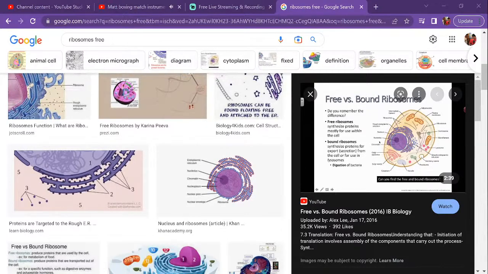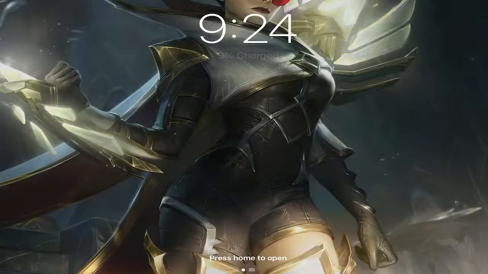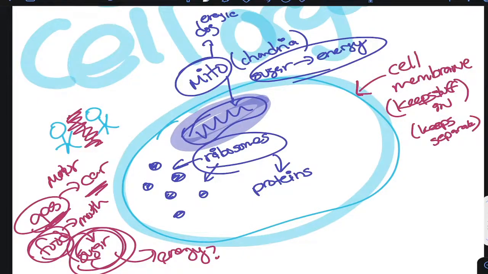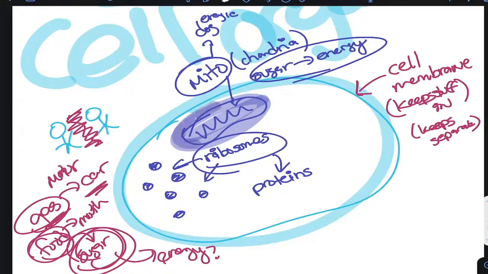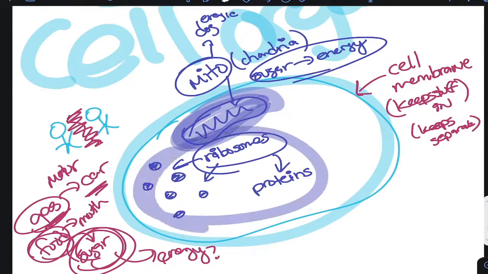Let's go back to our iPad. All right, so ribosomes make proteins. We've got our cell protected by a membrane. We've got our mitochondria, which takes sugar and makes it into energy. And why are we even bothering making energy? To make proteins.